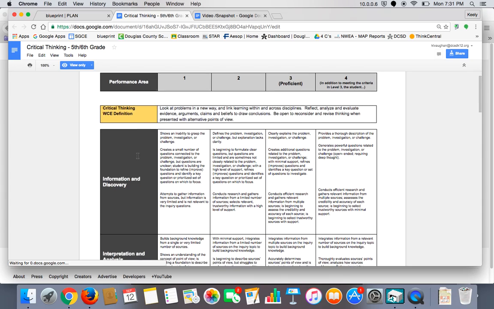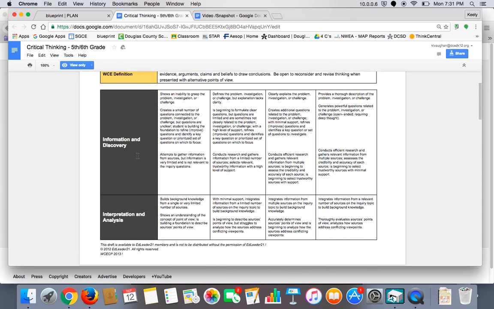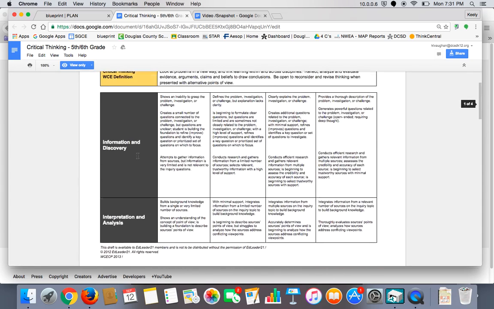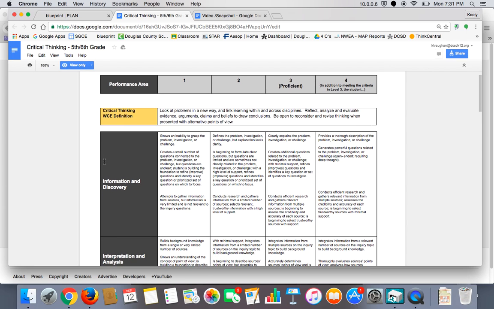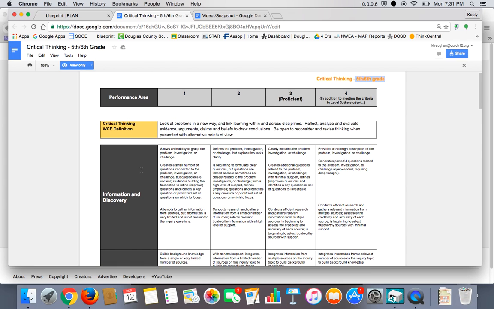So the cool thing about the 4C rubrics is there's tons of information. I know that I'm under critical thinking, and it just so happens that we have the same rubric for 5th and 6th grade. So it doesn't matter what grade you're in, you're a blueprinter, and we're all kind of focusing on the same thing at the same time.